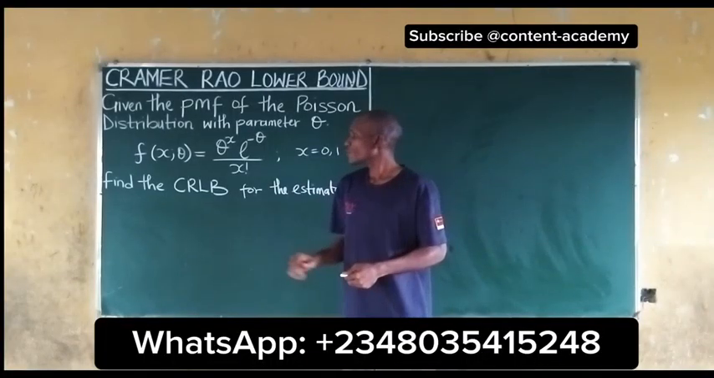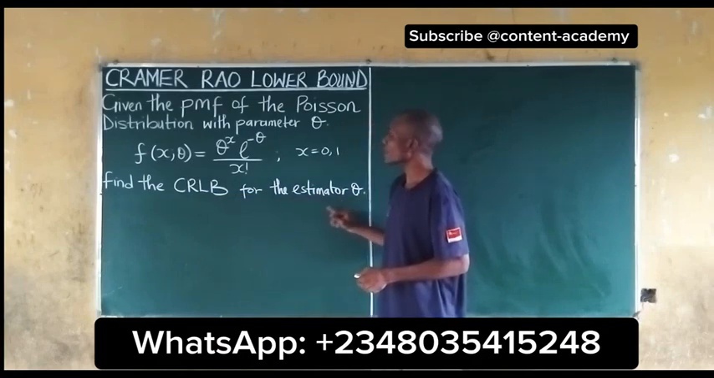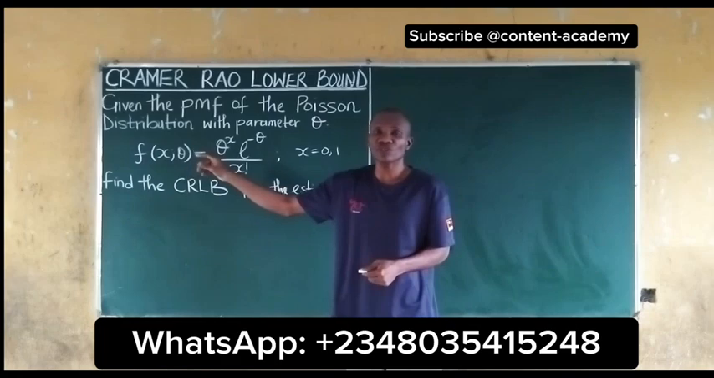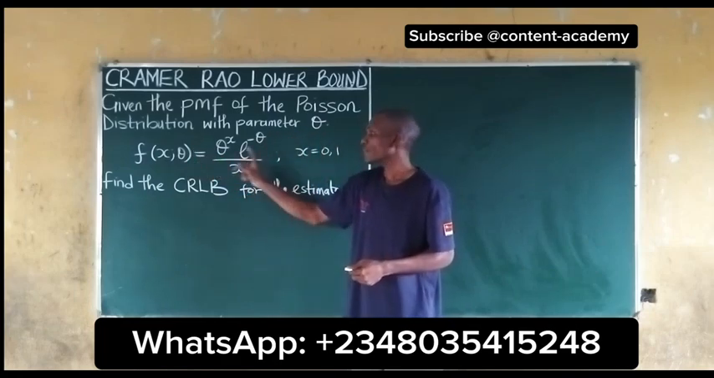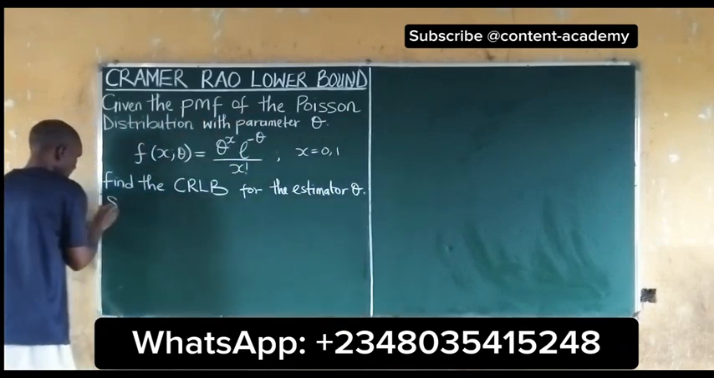In this video, we shall find the Cramer-Rao Lower Bound for the estimator theta, given the Poisson distribution with parameter theta. This is the distribution. Solution.